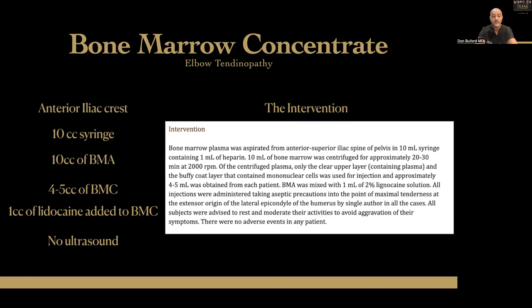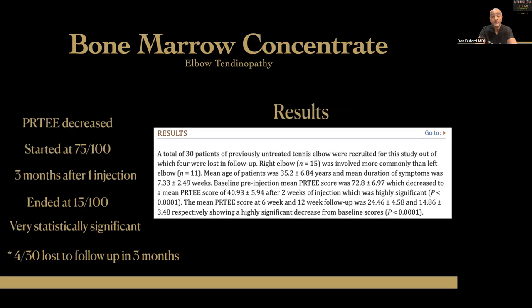They used 10 cc syringes, which is great. They drew 10 cc's of bone marrow, which, if you know me, I don't think is great. From that 10 cc's of bone marrow, after centrifuging, they injected 4 to 5 cc's of bone marrow concentrate. You just heard me say a little bit earlier that it should be no more than a couple cc's, so that's a big volume. They added 1 cc of lidocaine to the bone marrow concentrate, a tactical error, which we'll talk about. And they didn't use ultrasound guidance for the injection. So the intervention has some holes in it, but at least they described it so we know what they did. Their results were pretty good.